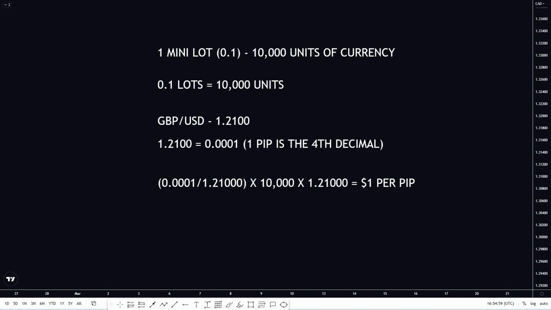So let's have a little look at that now, and we're just going to discuss the simpler way of being able to understand these lot sizes and how they relate to our pip values. So let's have a look at that now.